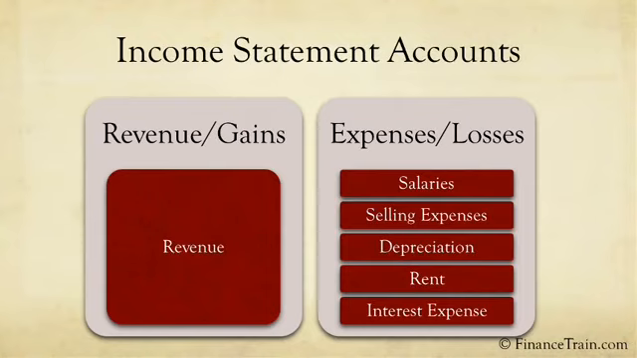The two income statement accounts are shown on screen. As you can see, within the revenue account, there is one main account for revenue. This is where the company's primary revenue is recorded. Apart from that, there can be other accounts for items such as dividend and interest earned, money earned from sale of assets, capital gains, etc.